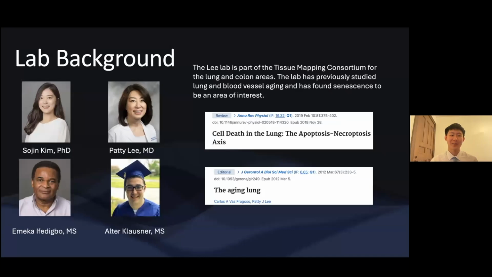So, some background about my lab. The Li Lab is part of the Tissue Mapping Consortium, specifically focusing on the lung and colon areas. Previously to joining this Tissue Mapping Consortium, the Li Lab focused on lung and blood vessel aging and has since found senescence to be an area of interest. The PI of the lab, Dr. Ari Li, used to be a clinical pulmonologist, but transferred over to the area of academia, which she found to be more interesting.